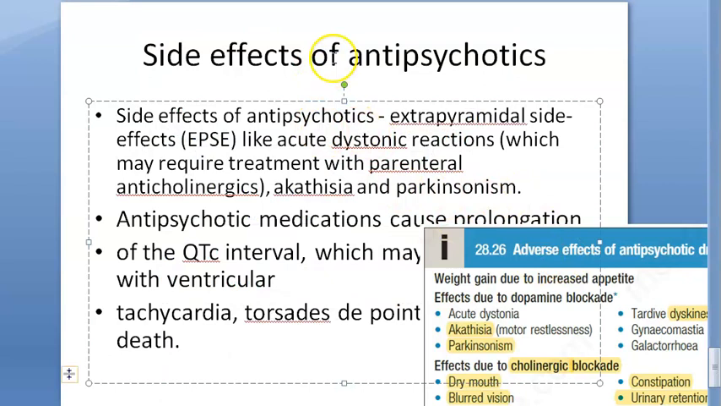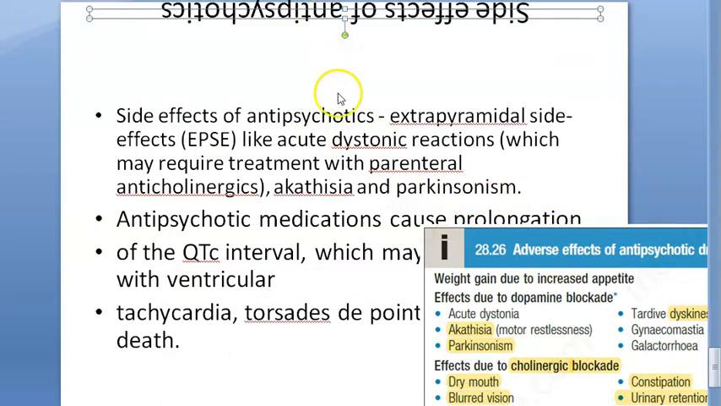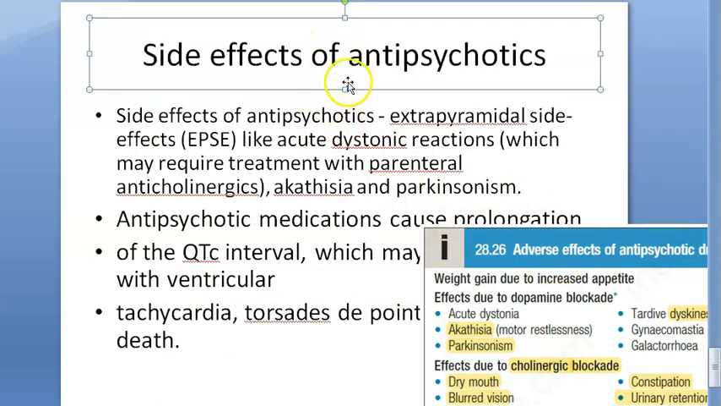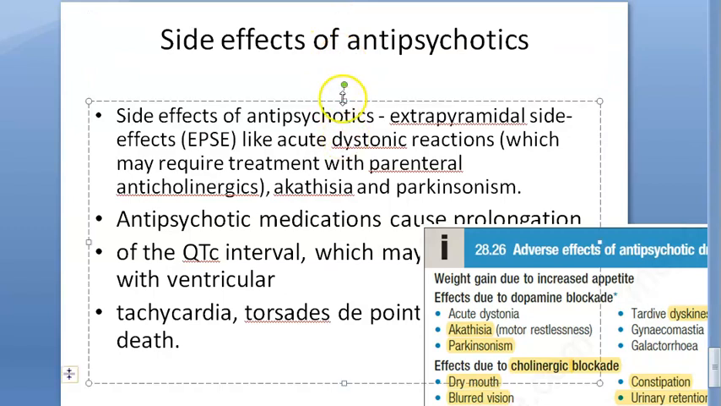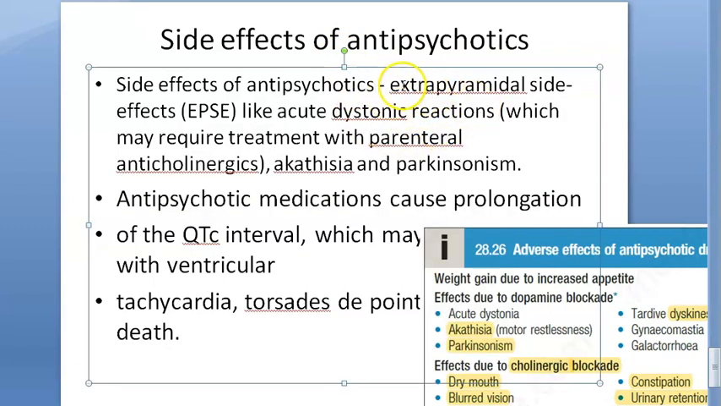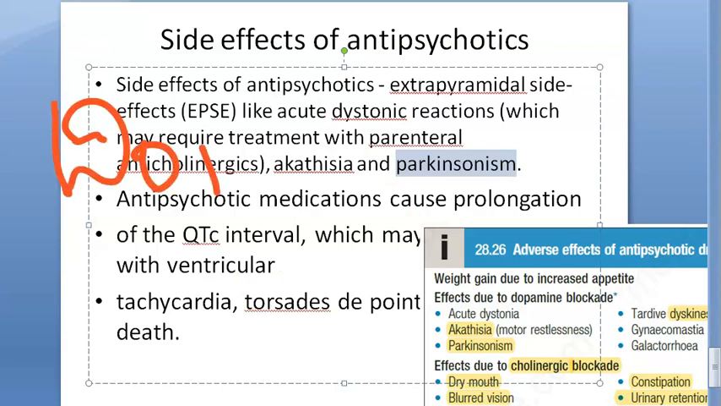Now coming to the side effects of antipsychotics, you should know what are the side effects of antipsychotics. Basically, these can cause extrapyramidal side effects like acute dystonic reactions, akathisia, Parkinsonism. It can lead to Parkinsonism because you are blocking dopamine. What will happen? Parkinsonism. See, this is something like this. If dopamine is less, then it will lead to Parkinsonism.